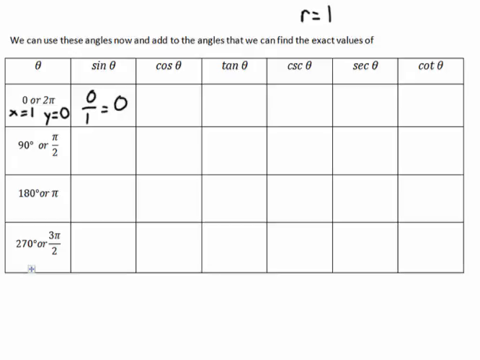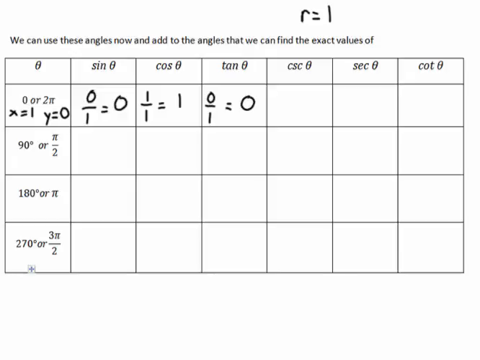So the sine of 0, or the sine of 2 pi, is actually 0. What about cosine? Well, cosine is x over r. X in this case is 1. R is 1. So the cosine of 2 pi, or 0, is 1. Well, what about tangent? Tangent is y over x, 0 over 1, which of course is 0.